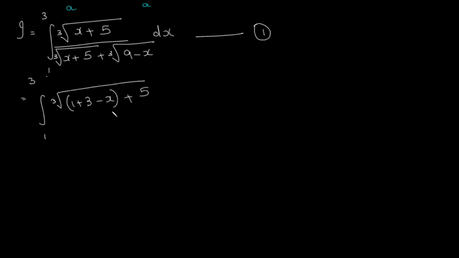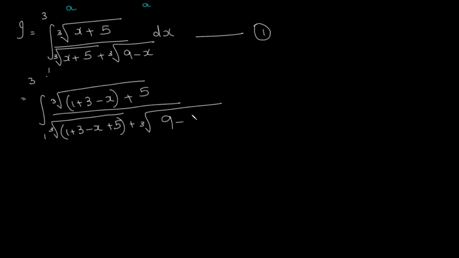Plus 5 upon, again same thing in the denominator also, wherever x is there we put it as 1 plus 3 minus x. And plus 5 is there anyway in the term, plus again same thing, the cube root of 9 minus 1 plus 3 minus x, dx. So study the step carefully. We have used property phi over here, and therefore we get the integral from 1 to 3.